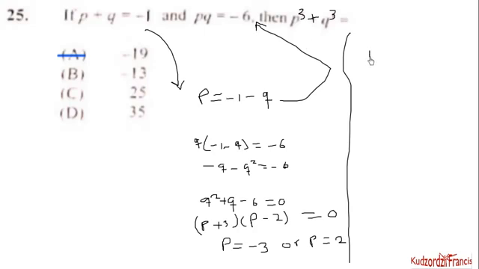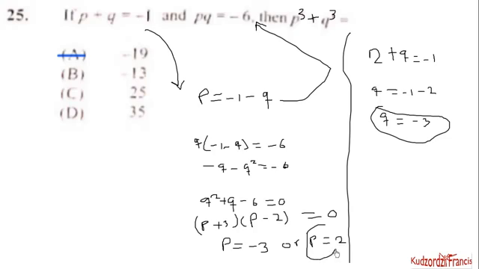If p is 2, then we have 2 plus q is equal to -1. It means that q will be equal to -1 minus 2. So q will be equal to -3. So we got an answer for q, we got an answer for p. So when p is 2, q is -3.